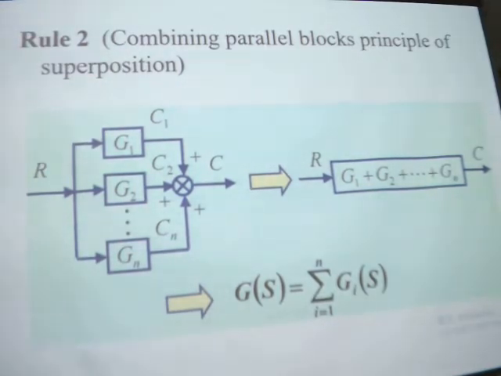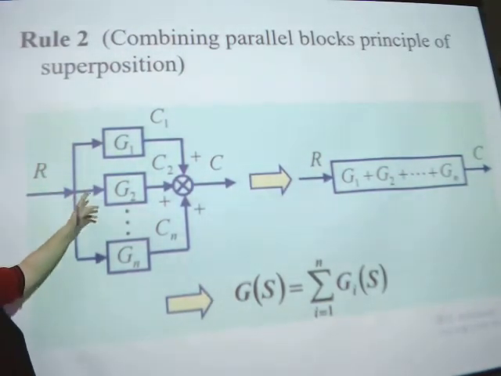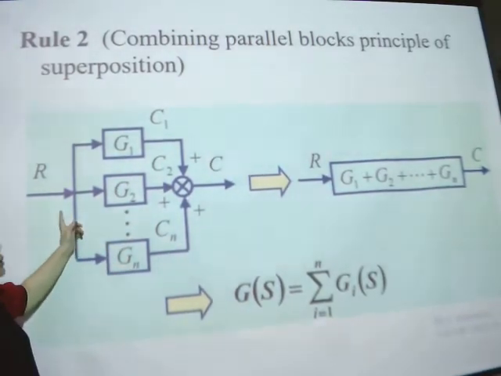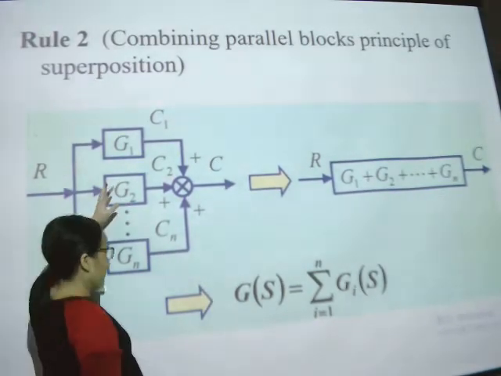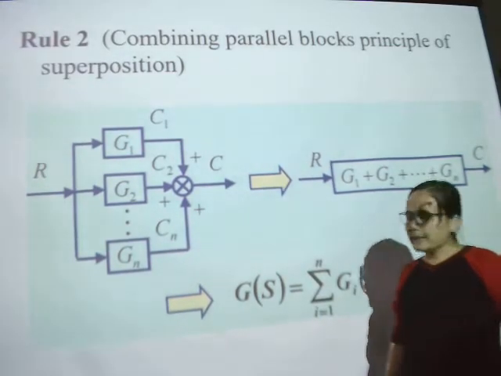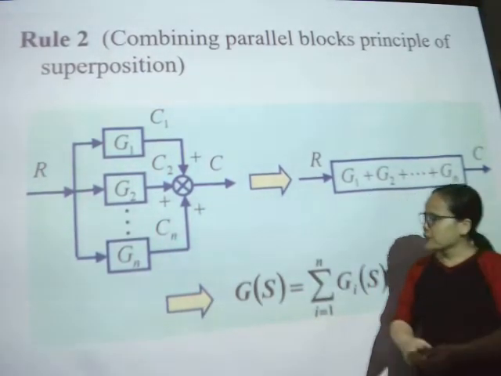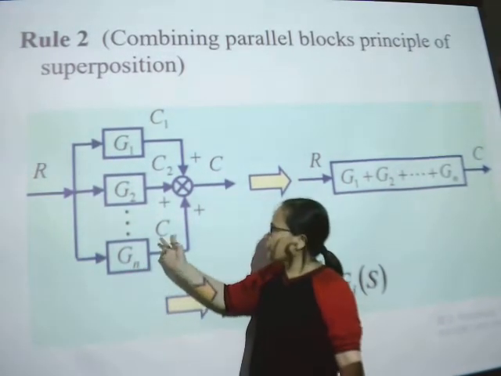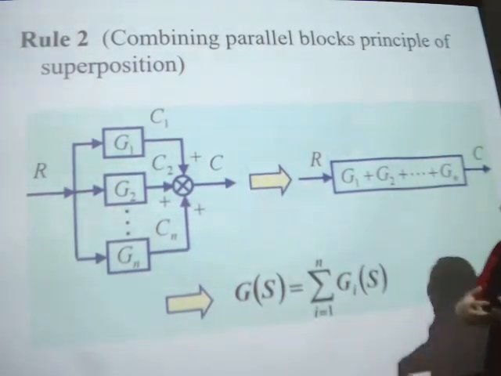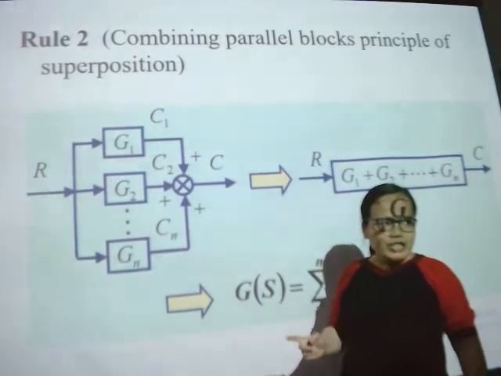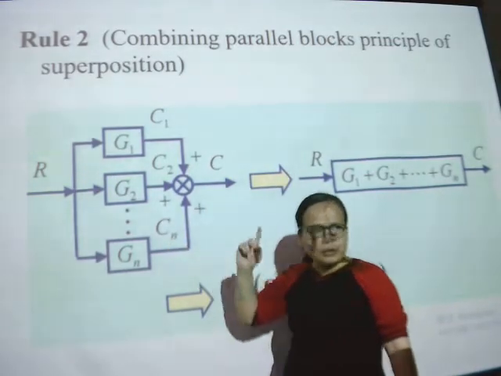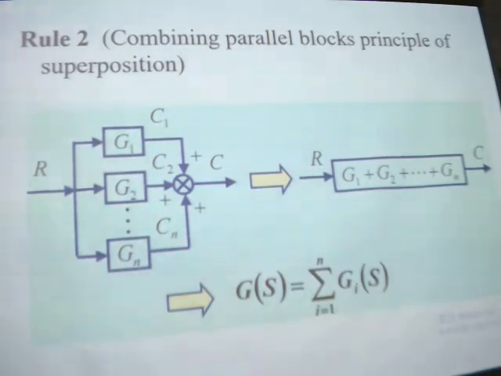What's the transfer function of the composite system? Now we can see here the input is R. The input for every transfer function is the same, also R. But the output for the first block is C1, and for the second block it is C2, and for the transfer function Gm, the output is Cm. So the output of the complex system is C, which equals C1 plus C2 plus Cm.